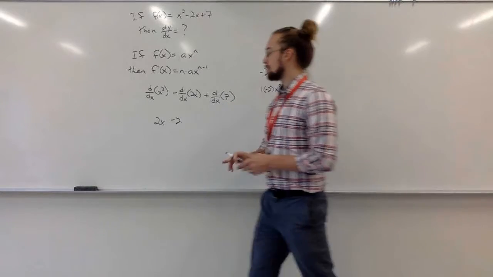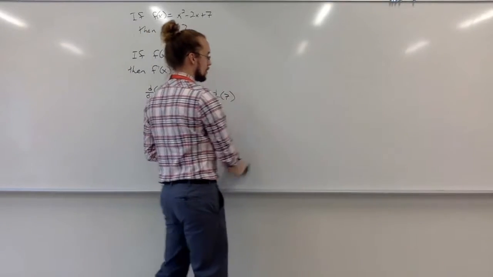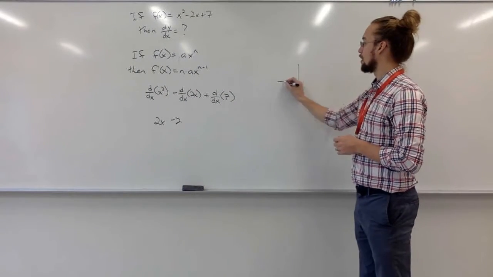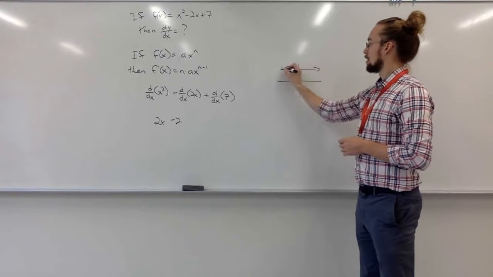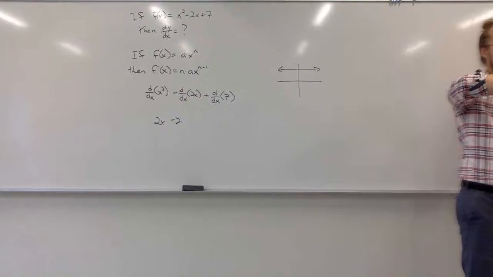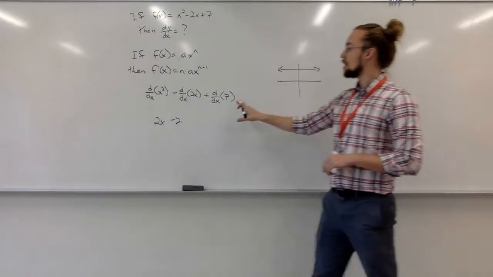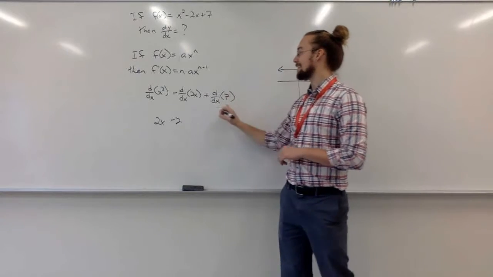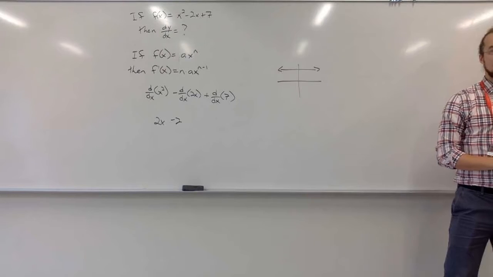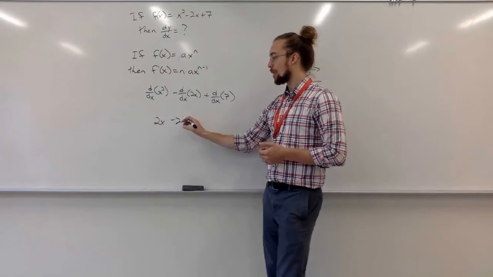Now, how about the derivative of 7? So what is this function? If I just think about y equals 7, that's just a horizontal line, right? What's the slope of that line? 0. So the derivative of any constant is 0. So if we ever have a constant, its derivative is just 0, and we don't have to write that.